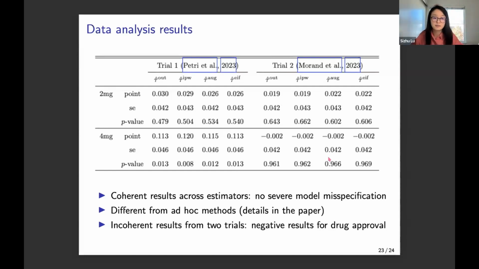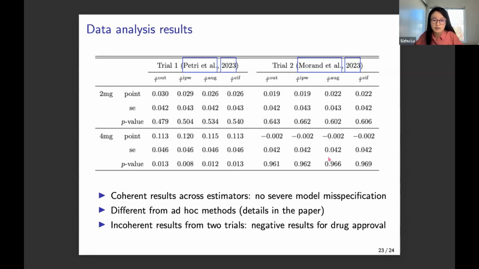Second, all the estimating results are very different from the ad hoc methods that were widely used before in randomized controlled trials, which are the non-responder index and also the hypothetical strategy as a whole. We have more details in the paper. We can see the scientific results are very different from those methods, which means that by redefining a more clear causal estimand, we are targeting a different parameter.